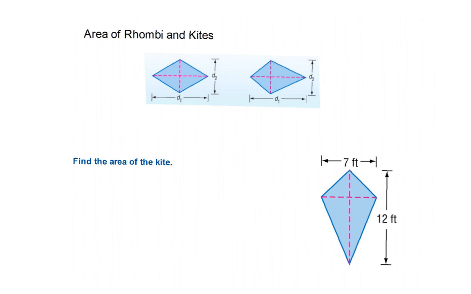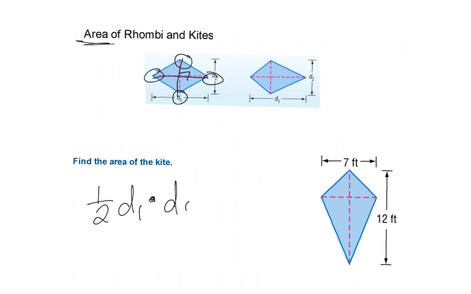Now let's look at the equation for the area of a rhombus and a kite. Rhombi and kites have diagonals that we're going to deal with. Remember, these diagonals are always perpendicular to each other. Diagonals connect from vertex to vertex. The area of a rhombus and kite is the equation 1/2 d1 times d2. We take our two diagonals and multiply them, and then divide that by 2, and that gives us the area of a kite or a rhombus.